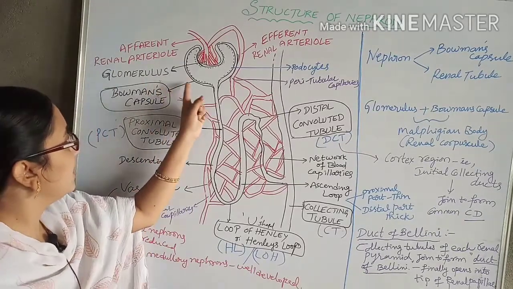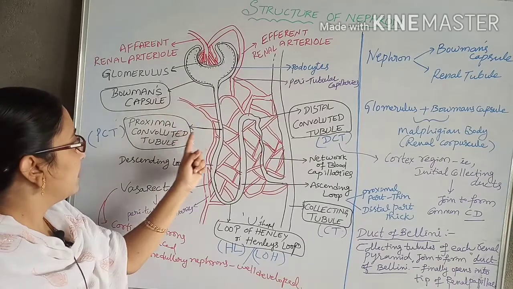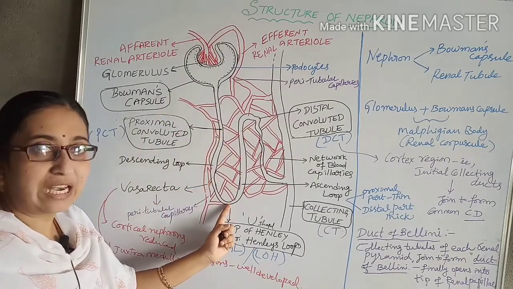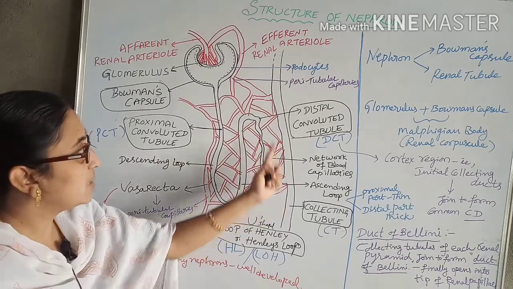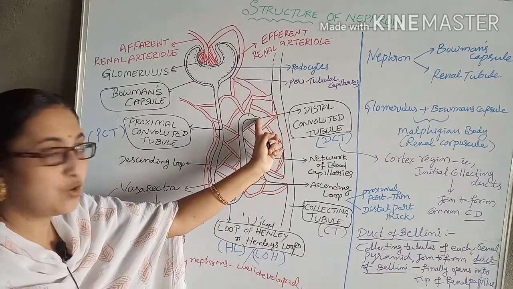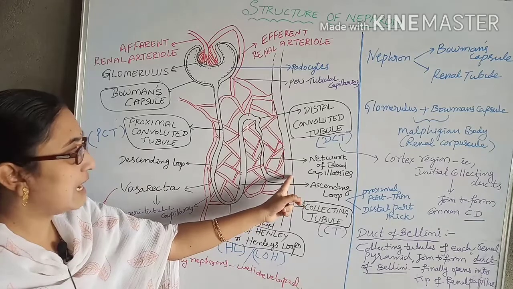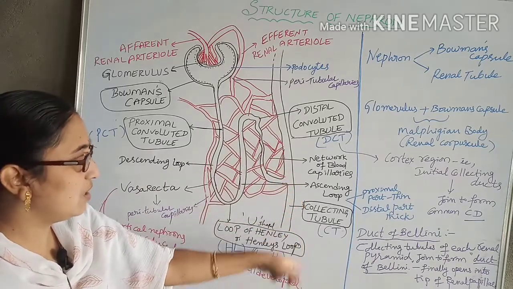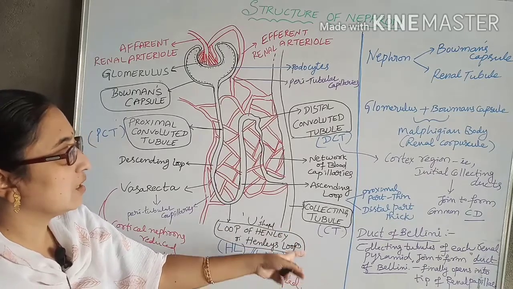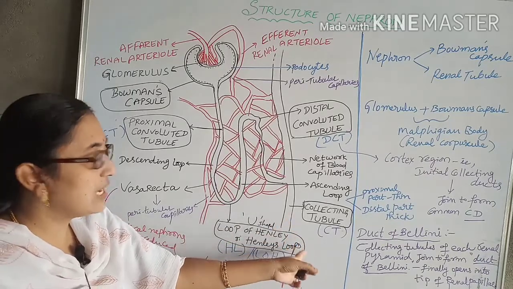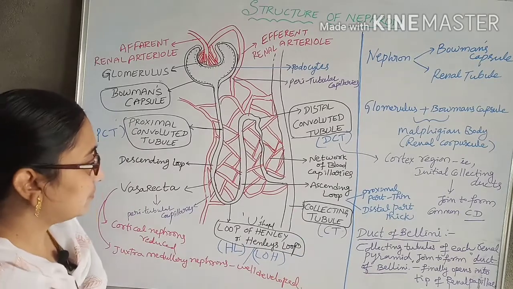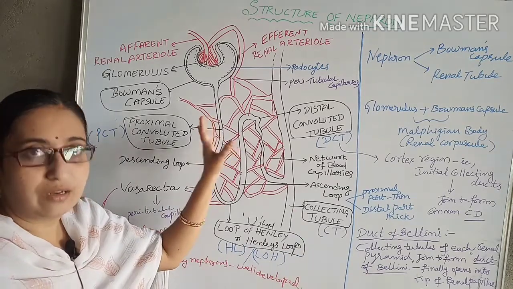That is, first one is the Bowman's capsule, next is the proximal convoluted tubule, next loop of Henle or Henle's loop, next part is the distal convoluted tubule, and next part is the collecting tubule. Okay. So this collecting tubule finally ends into the renal pelvis. Okay, that I will explain later. So these are the main parts of the nephron.